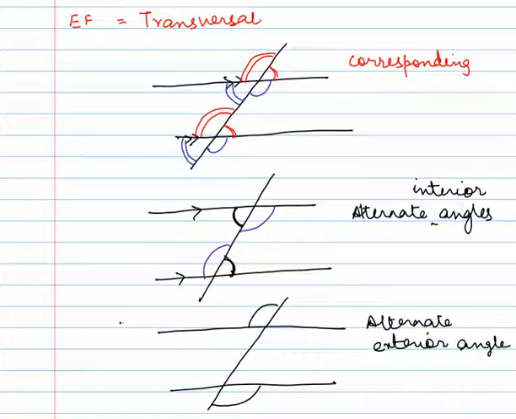So they have one more pair which is known as consecutive interior angles. So what are consecutive interior angles? This angle and this angle. These two angles are known as consecutive interior angles.